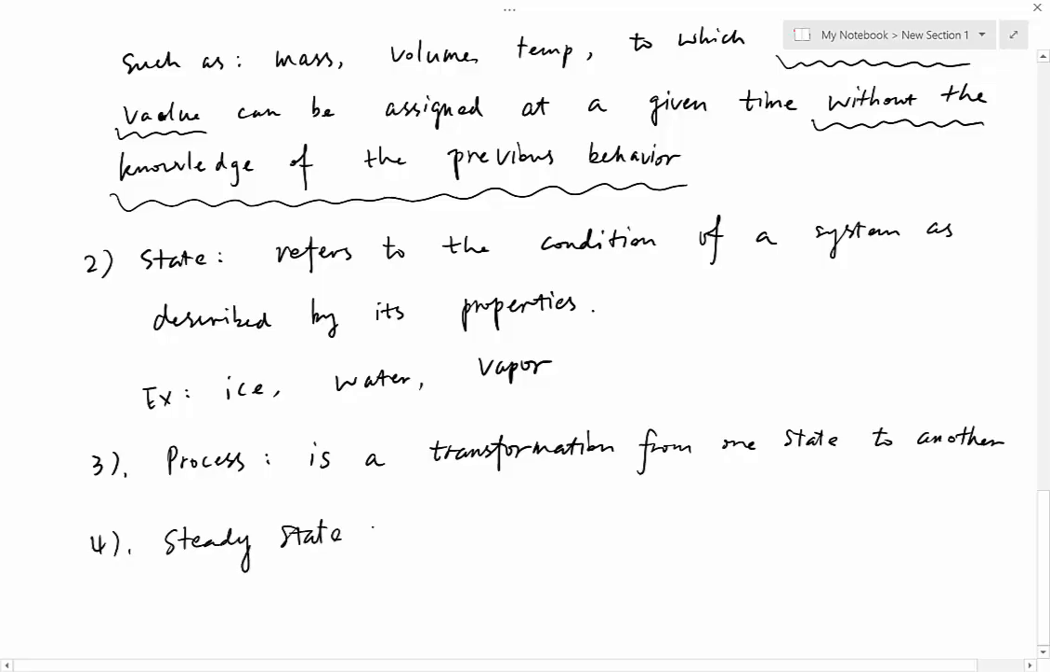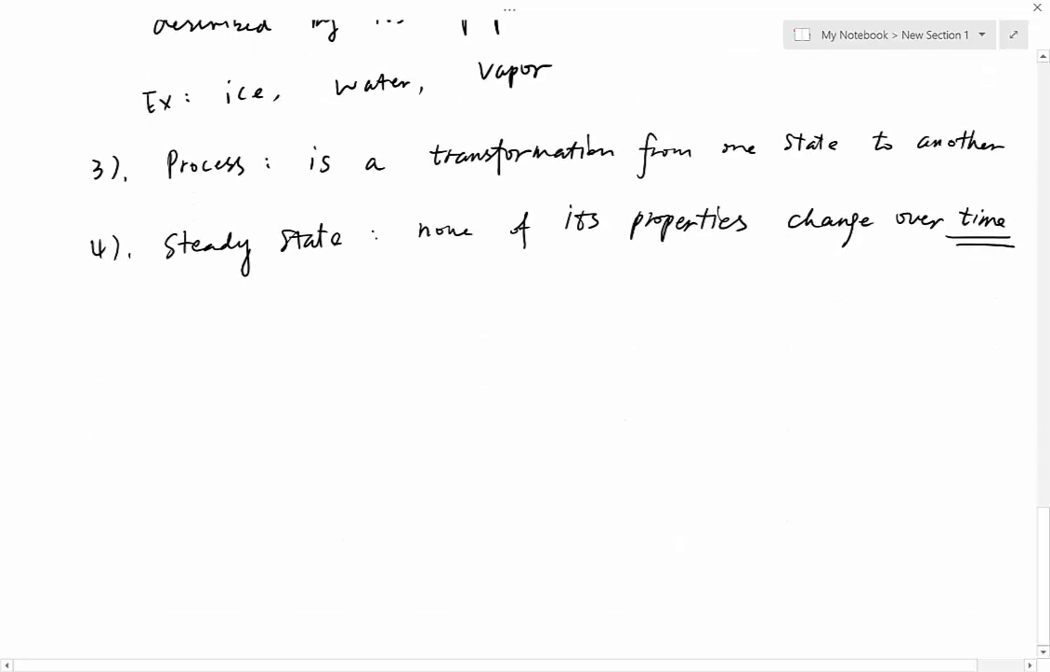Steady state. What is steady state? Steady state means none of its properties change over time. Okay, so it's pretty easy to understand. Nothing changes. If nothing changes, then you can call it steady state.